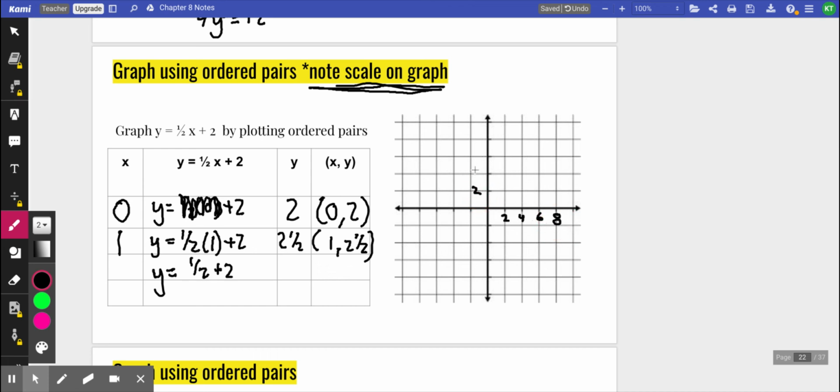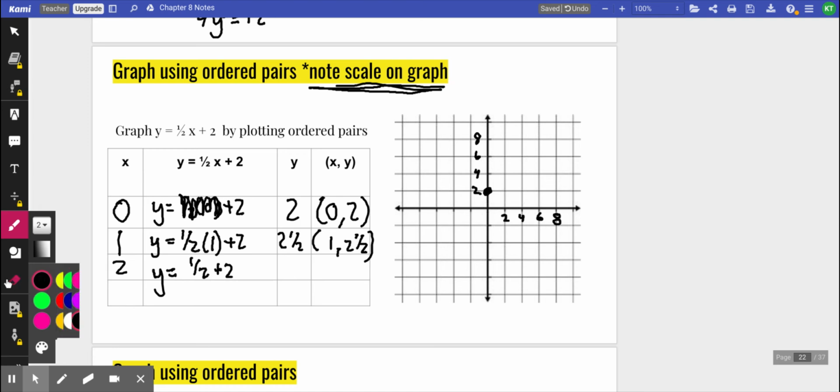Right? And this would be 2, 4, 6, 8, and so on. So my first point, 0, 2, would actually be right here, and that's because the scale is 2. So x is 0, y is 2 would be right there. Now let's plug in another point.